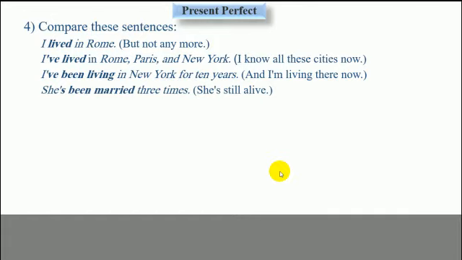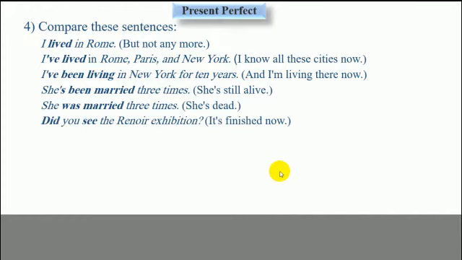She's been married 3 times. She has been married 3 times. So she is still alive. She's not dead yet, okay? While, she was married 3 times. She was married 3 times. She's dead now. She is not still alive.